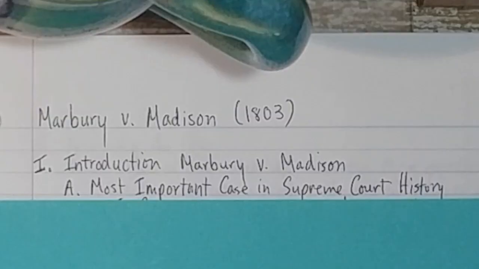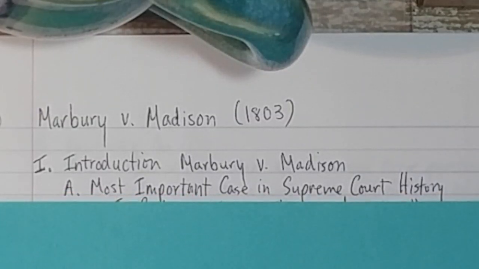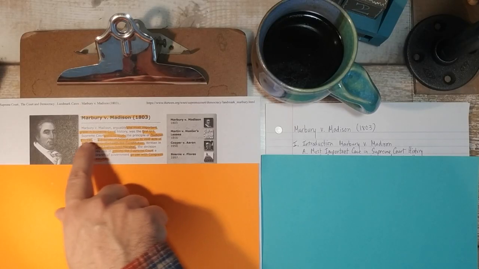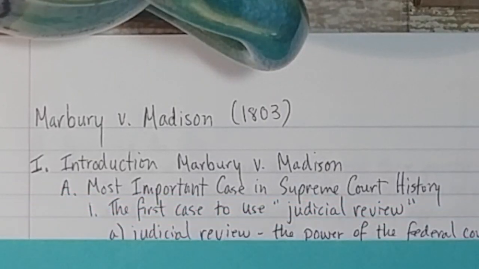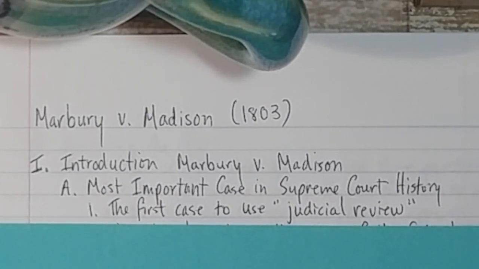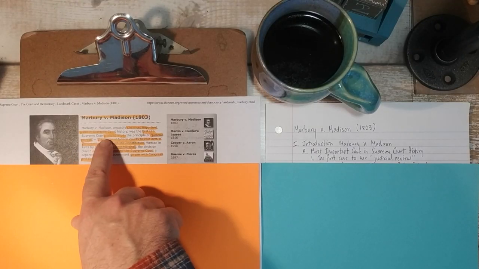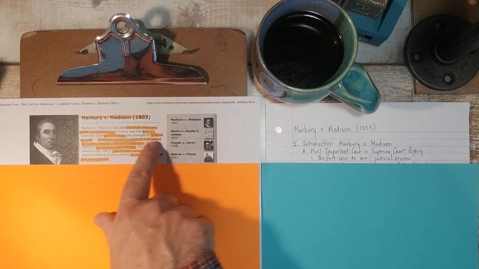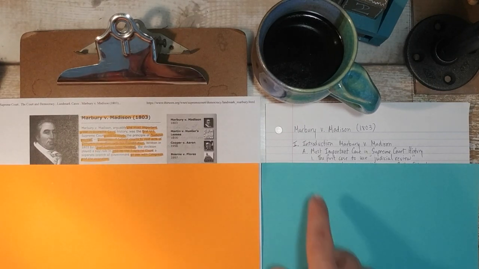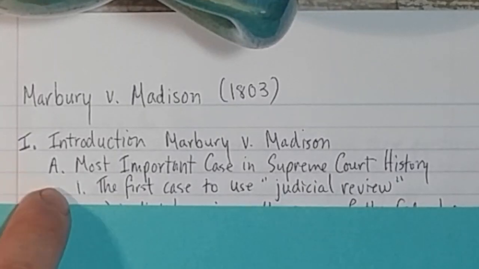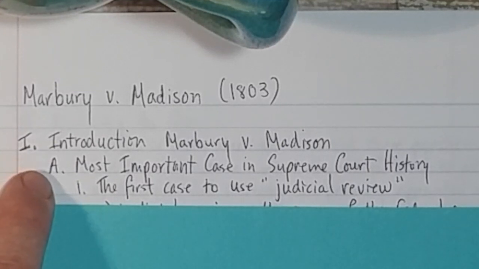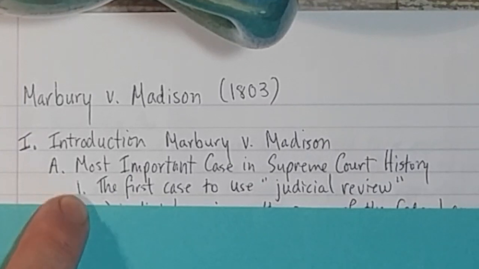So my first letter, A, is that it is the most important case in Supreme Court history, which literally is the first fact stated there. And there is a subpoint to that, which is number 1: it is the first case to actually use or apply judicial review. What I wanted to do is the small number here is building upon the A. So as you can see, you want to indent about 5 spaces, or a little bit. If you're typing, it would be 5 spaces or a tab key. So you indent again with the first point that supports A.